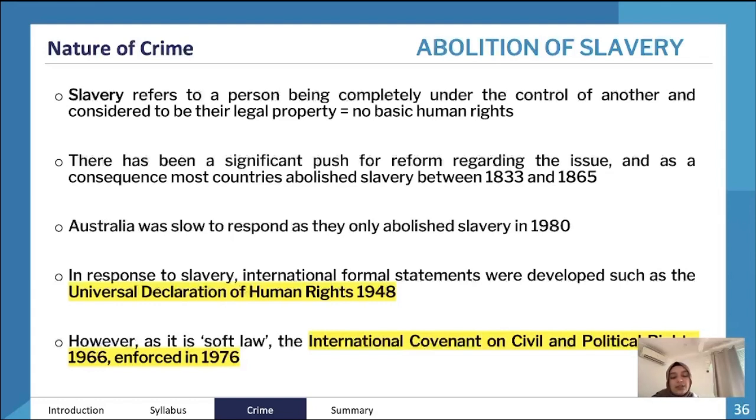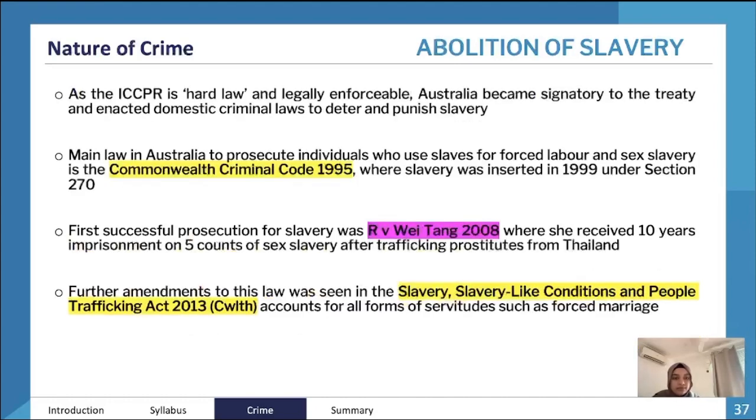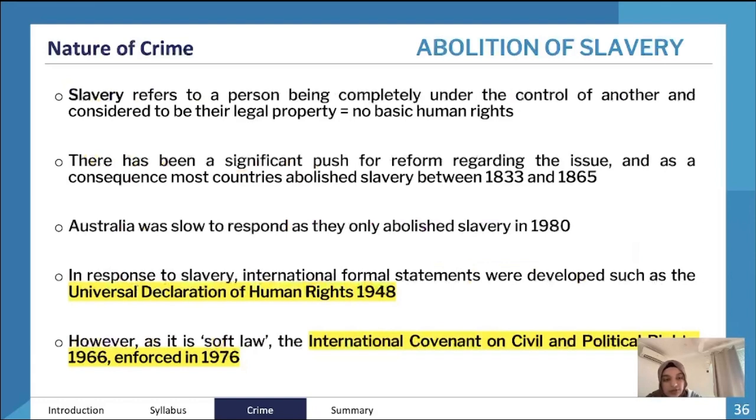So we have the International Covenant on Civil and Political Rights, which is our hard law, from 1966, enforced in 1976. So the ICCPR is a hard law and it's legally enforceable. That's the difference between international documents. They're not enforceable. Every state has its own sovereignty. They decide which laws apply, which laws don't. So normally a lot of these, like the Universal Declaration, are not really going to hold much value unless the state themselves decide to implement that into their local system of laws.